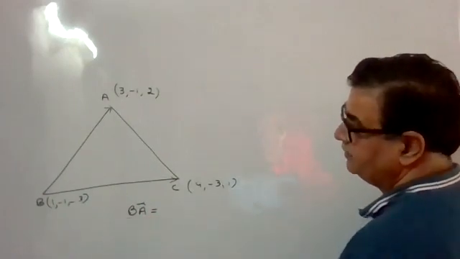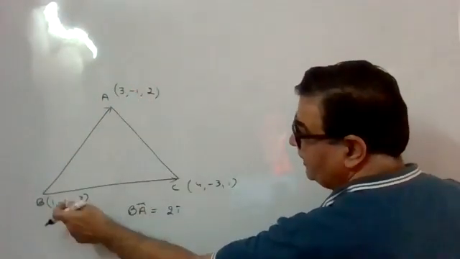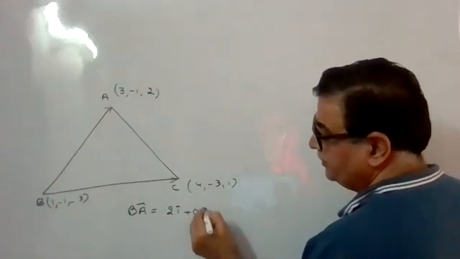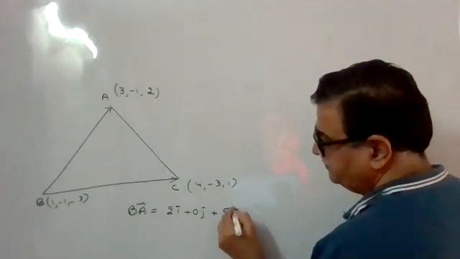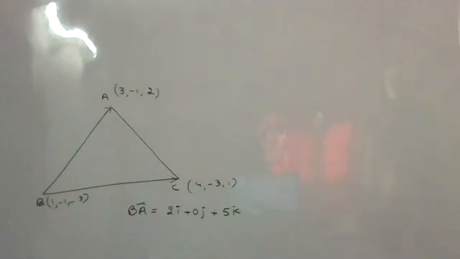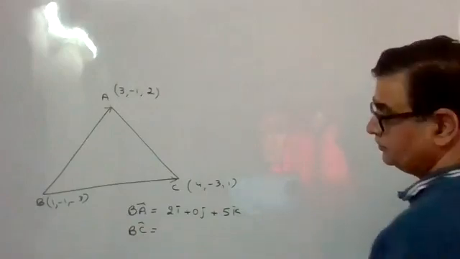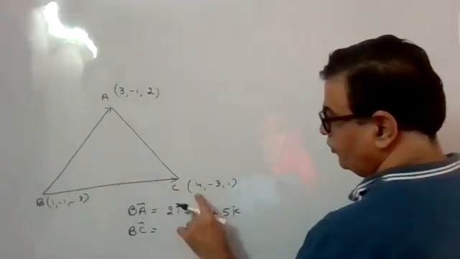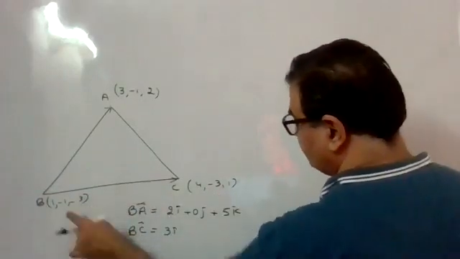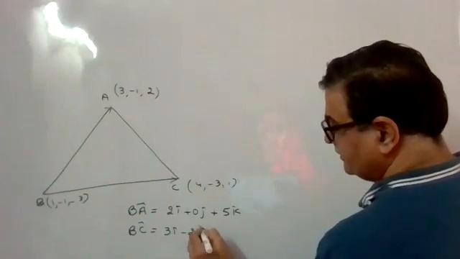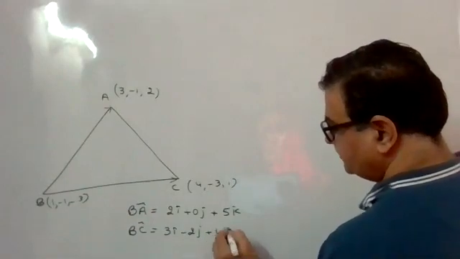A minus B. So 3 minus 1, it's 2i. Minus 1 plus 1, so it will be 0j. 2 minus 3, so this becomes plus of 5. This is the BA vector. Then we go for the BC vector. So C minus B, 4 minus 1, it will be 3i. Minus 3 plus 1, minus of 2j. 1 plus 3, that will be 4.